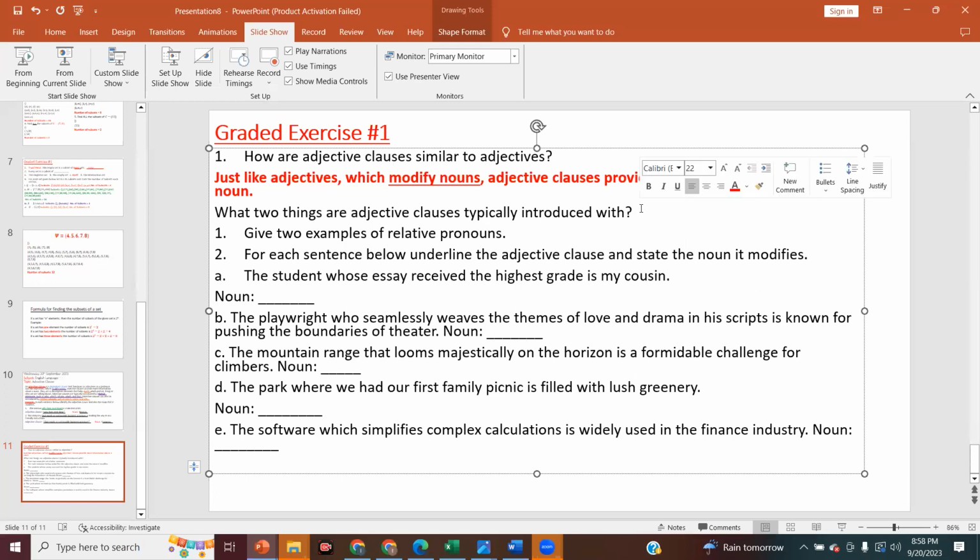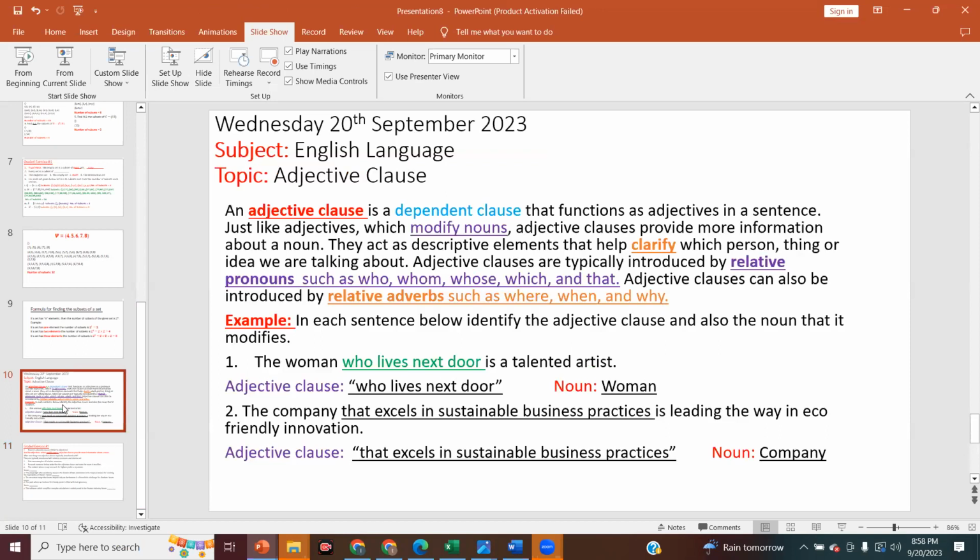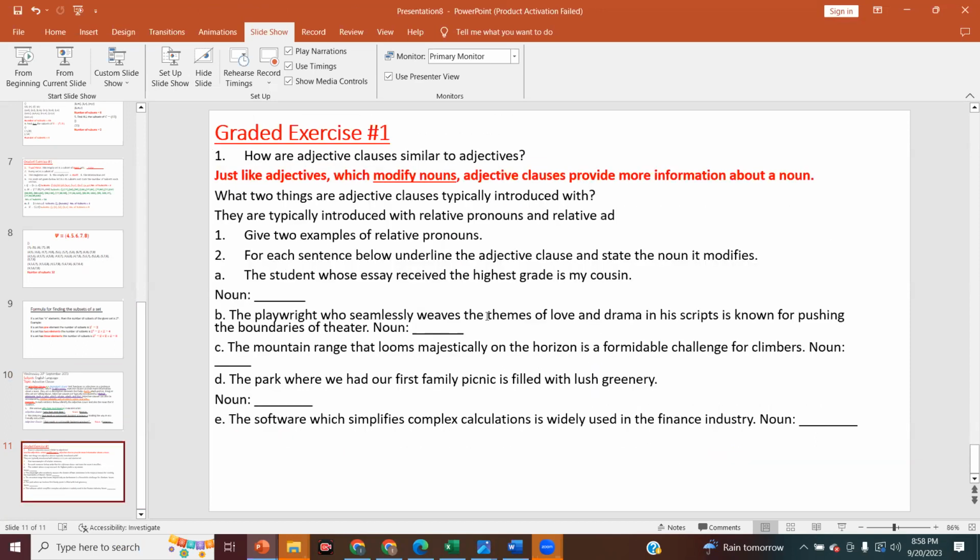What two things are adjective clauses typically introduced with? Relative pronouns and relative adverbs. Very good. They're typically introduced with relative pronouns. How many persons got that right? Very good. And relative adverbs. Okay.